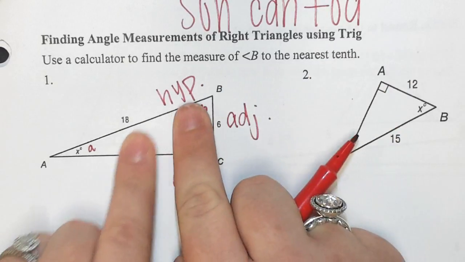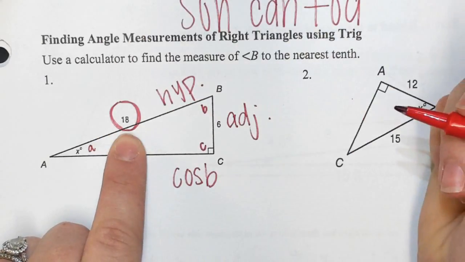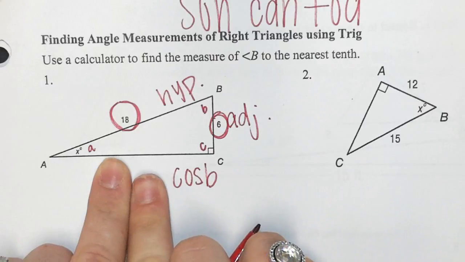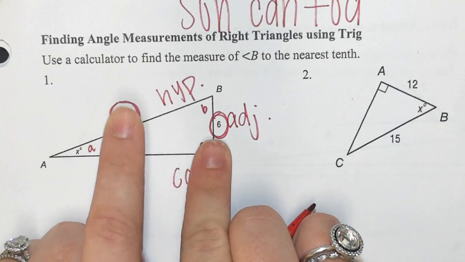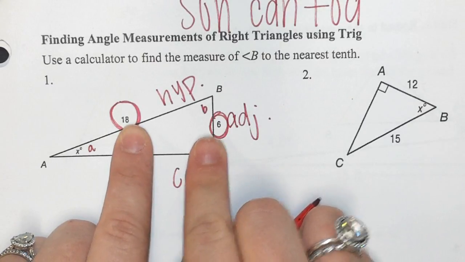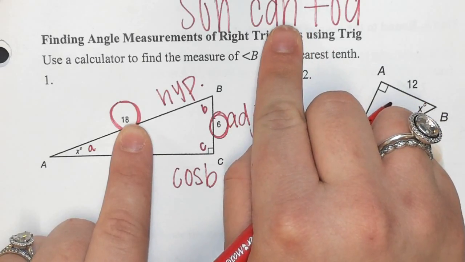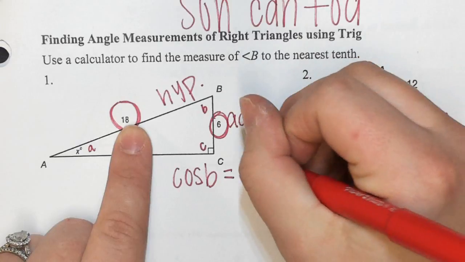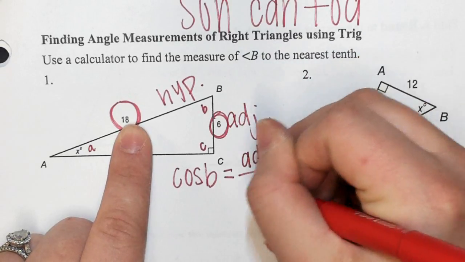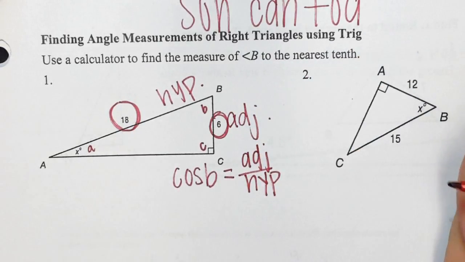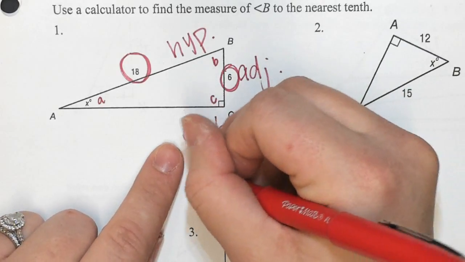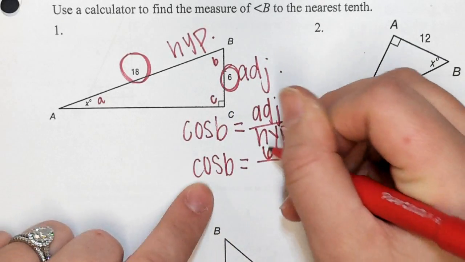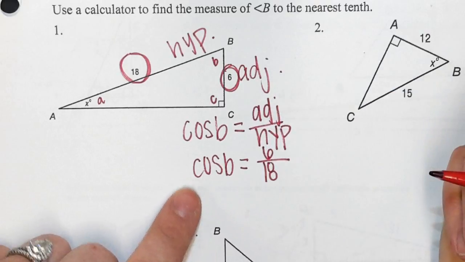So to find the cosine of angle B, that's like cosine theta. Why are we using cosine? Because I have hypotenuse as a number. I know hypotenuse and I know adjacent. I don't know opposite. So I need to use a trig function that has hypotenuse and adjacent, and that's the only one. Okay, cosine of B is going to be found by putting adjacent over hypotenuse. Well, when I plug those in, adjacent was 6 over hypotenuse, which is 18.